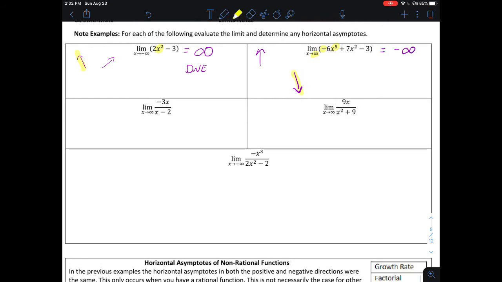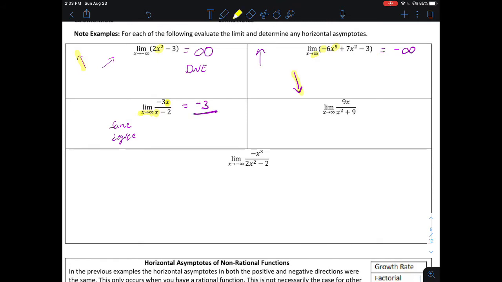Next one here, now we have a rational function. And so I'm looking at the limit as x heads towards positive infinity. So I'm asking, what is the end behavior here for this problem? Well, I have a degree 1 in my numerator, a degree 1 in my denominator. And so they are the same degree. So I look at the ratio of the coefficients, which would be negative 3 over 1.